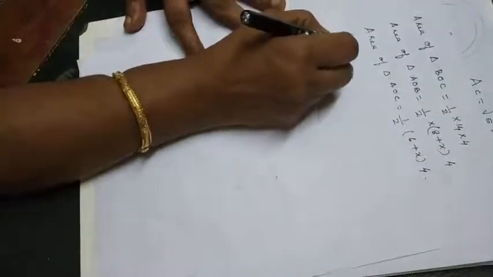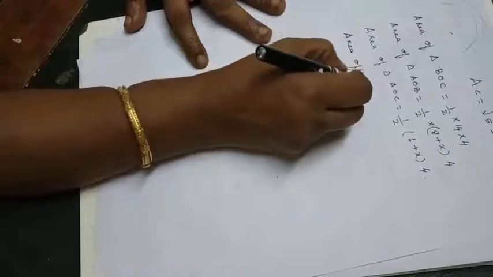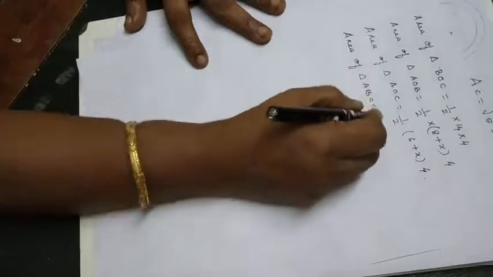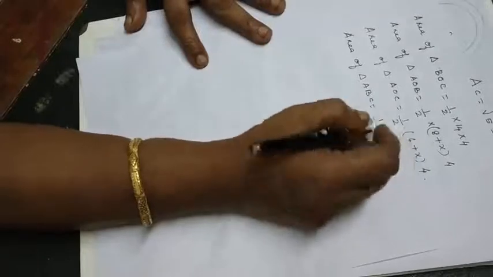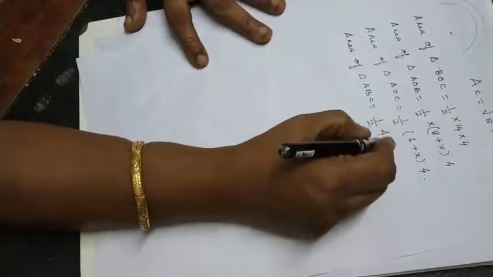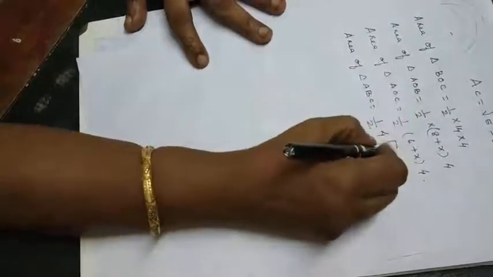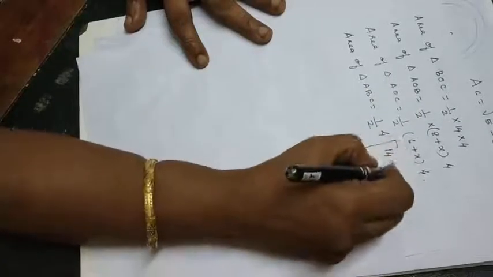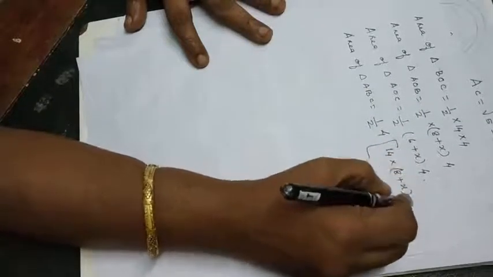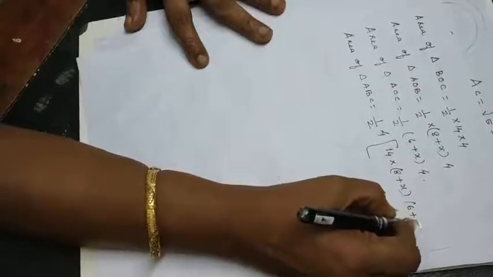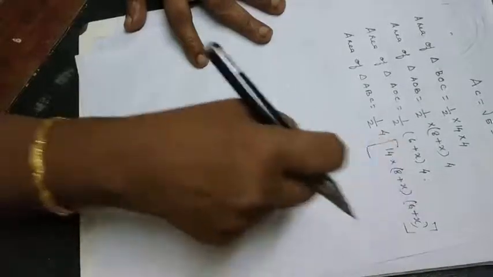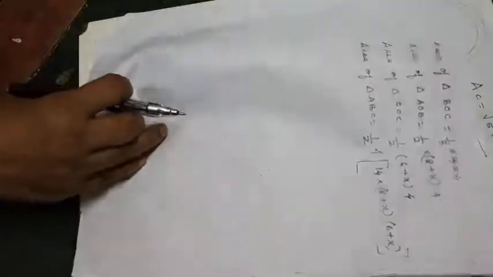Now altogether area of triangle ABC will be equal to half of, 4 is common there, so that 4 also you can take outside, 14 plus x into 8 plus x into 6 plus x. Okay, so both are the same triangle we are talking about. First we got the 48x into 14 plus x. Here we got this one.